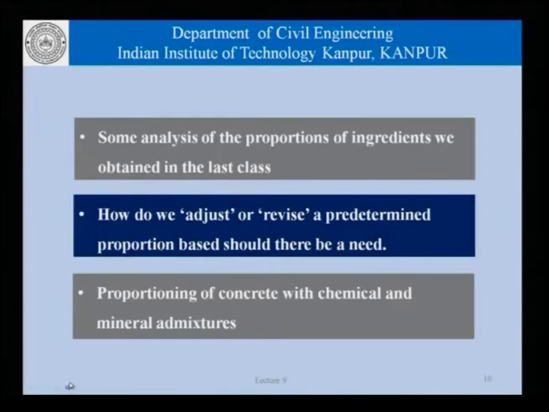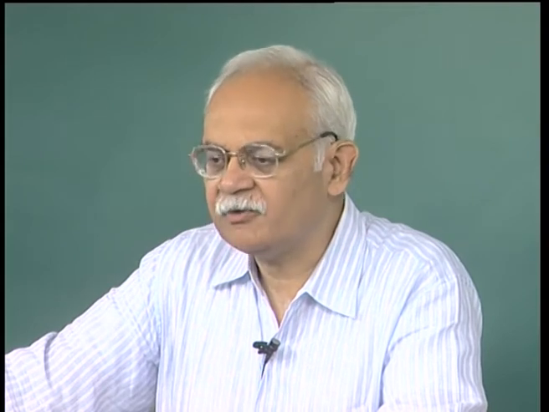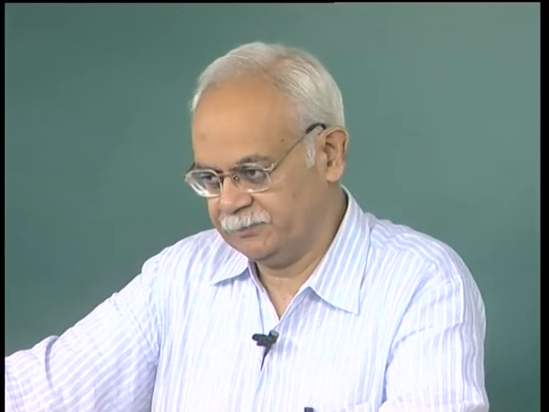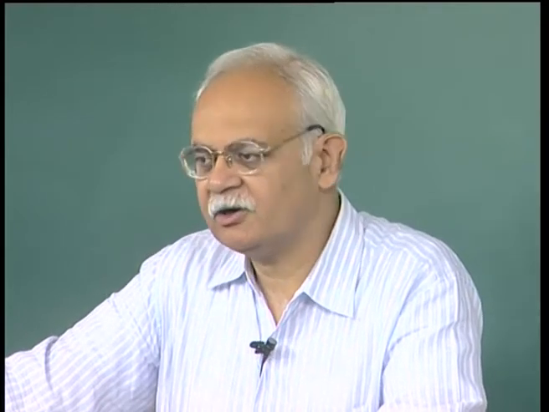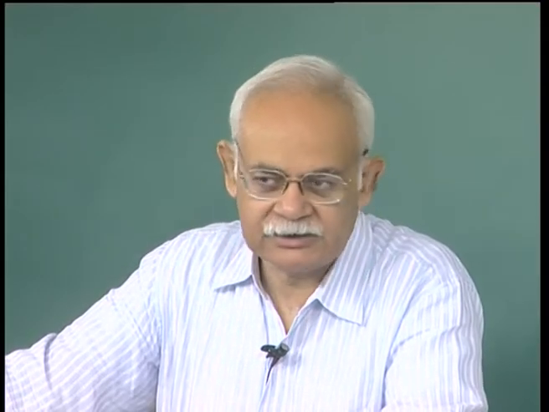Now, let us come to the second part of the discussion, which is how do we adjust or revise a predetermined proportion should there be a need. What we have done so far is that we have created some numbers which tell us that, if we mix a concrete, we prepare a concrete with those ingredients in that proportion, then the concrete should have certain properties that we started with. Now, that may not always happen, and we may need to revise the mix that we have determined.